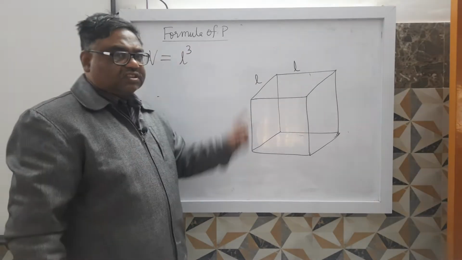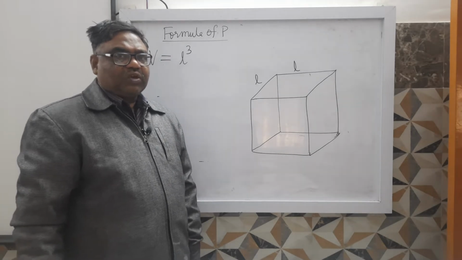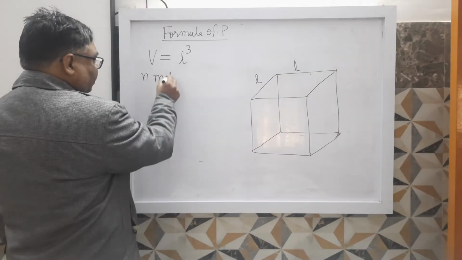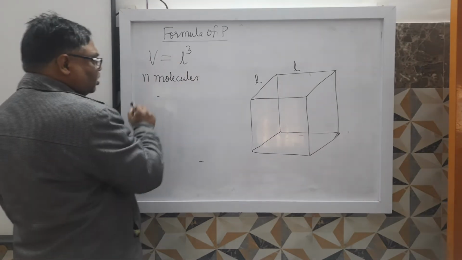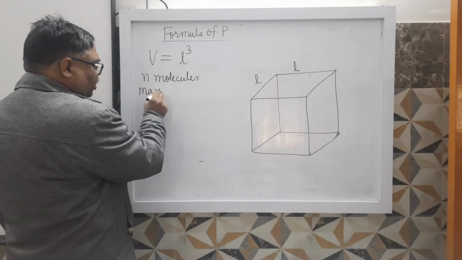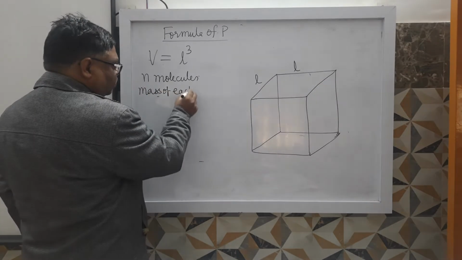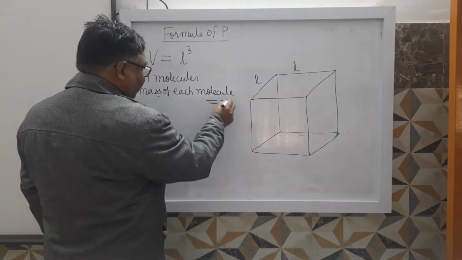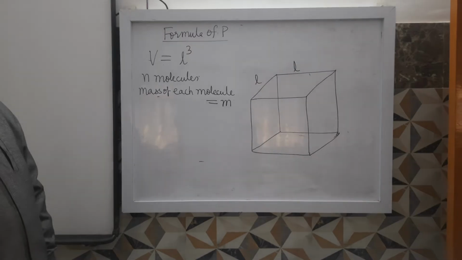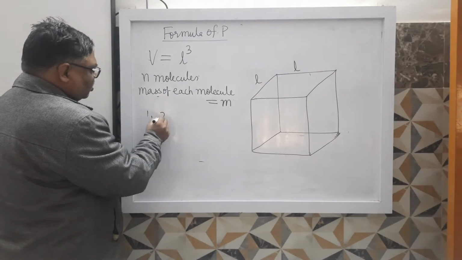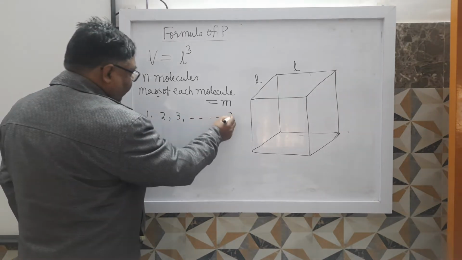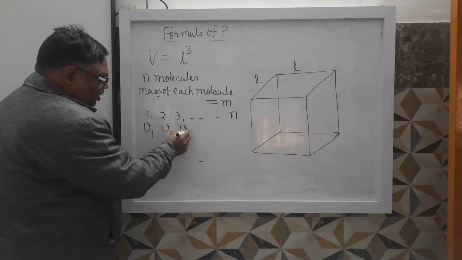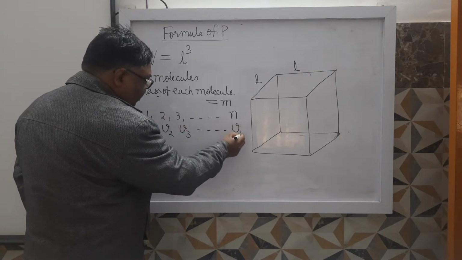Now suppose this contains n molecules of an ideal gas. n is the number of molecules, and the mass of each molecule we have taken as m. Now there are how many molecules? 1, 2, 3 and so on up to n. Let their velocities be v1, v2, v3 and so on up to vn.